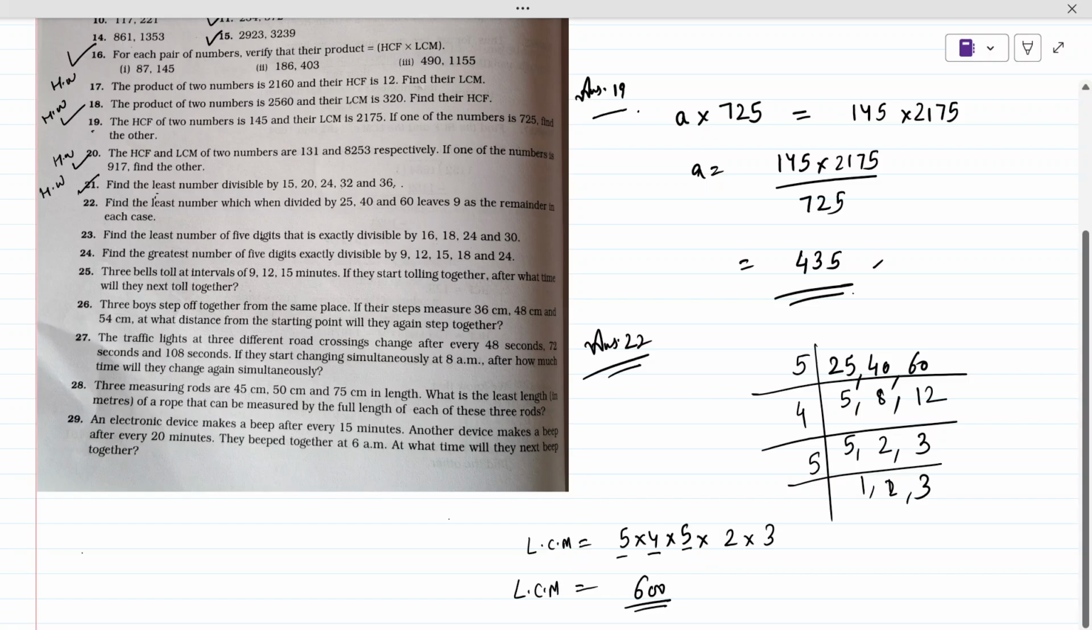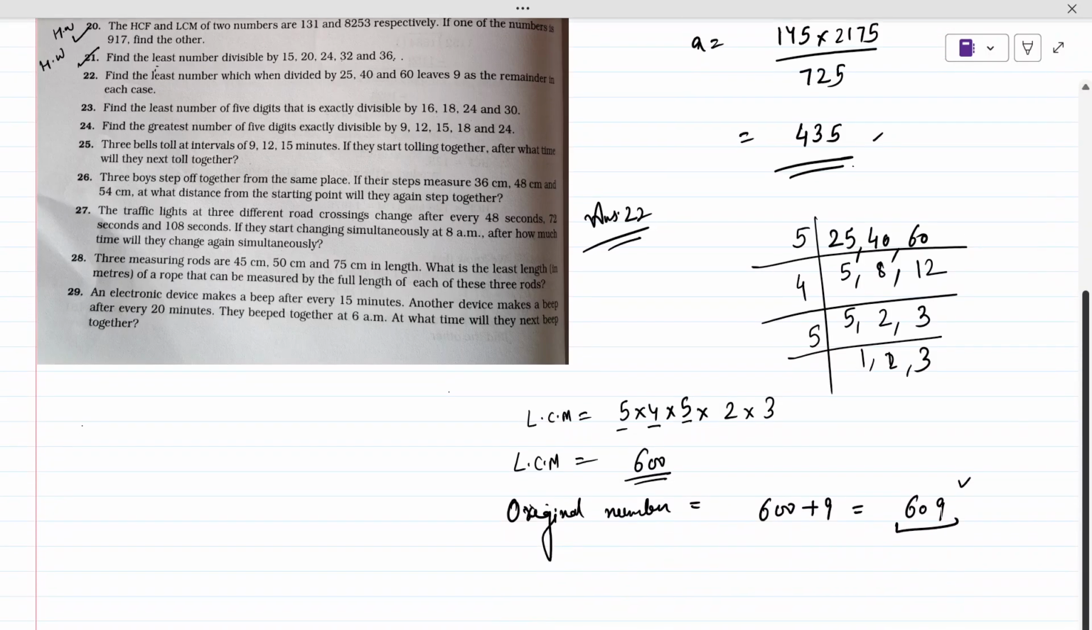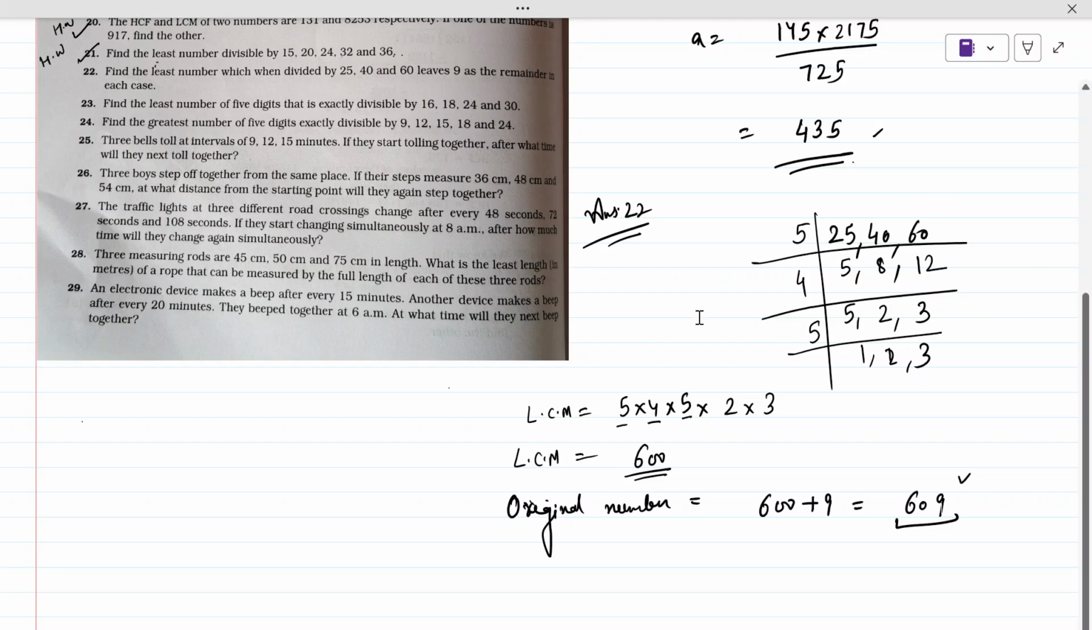Now the question says find the least number which when divided by these leaves the remainder as 9. How can we get this? It will leave the remainder as 9. That means the original number will be the least number plus 9, because it will then leave the remainder as 9. So the number we are looking for is 609. We found the LCM, and since it should leave the remainder 9, we add 9 to it. We have got 609 as the answer.